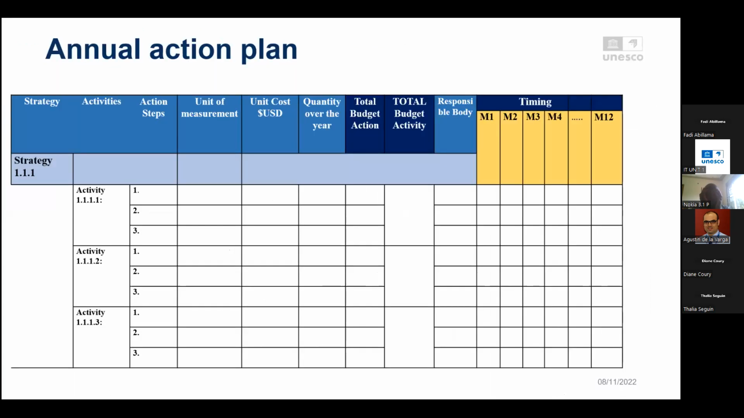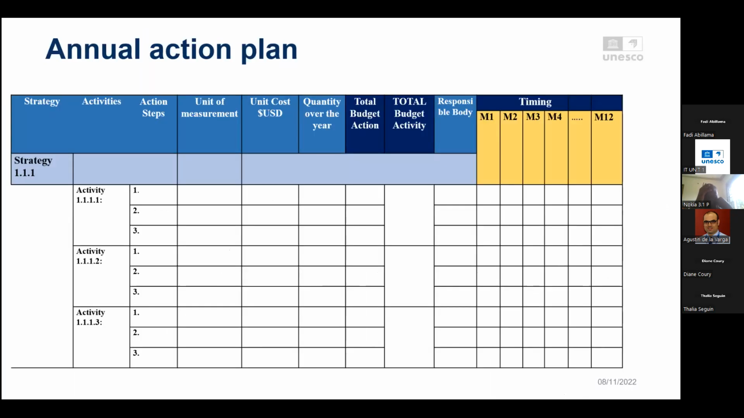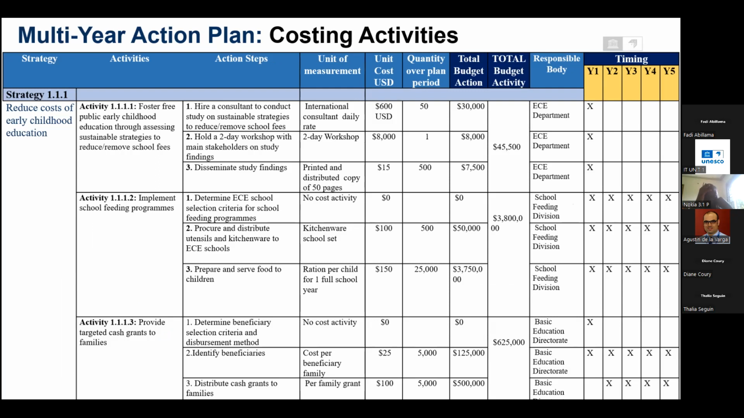Let me give you an example. Let's take the school feeding program activity. In the simulation model, in the activity school feeding program, you have three main steps. You first want to disseminate the school selection criteria for the school feeding program. This activity has no cost because we assume it will be borne by the department. Within the department, MOE staff will sit together and decide what the criteria will be. Then you need to procure and distribute your stencil and kitchenware. You have a specific price for that. In our case, it was $100 per set, and you aim for 500 schools. So the total is $50,000.